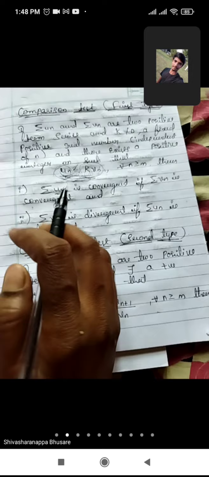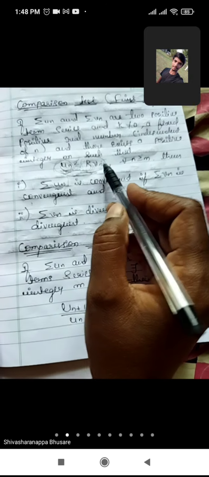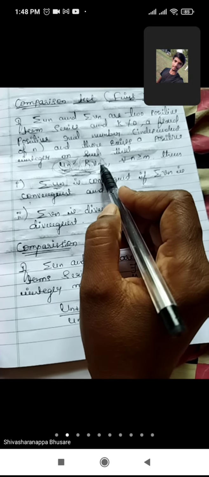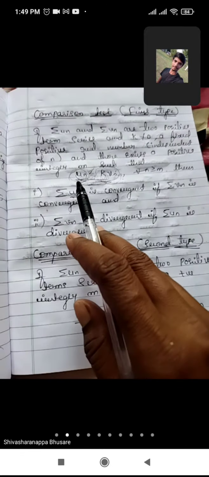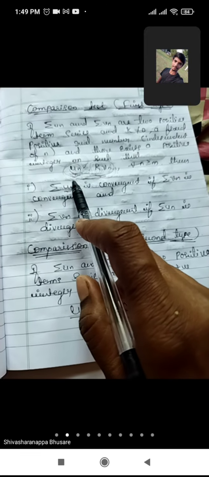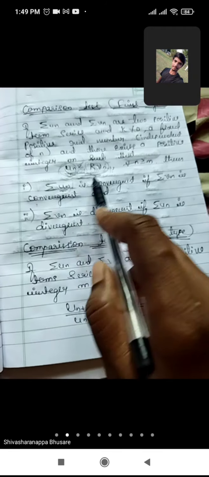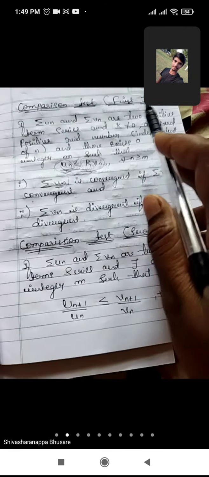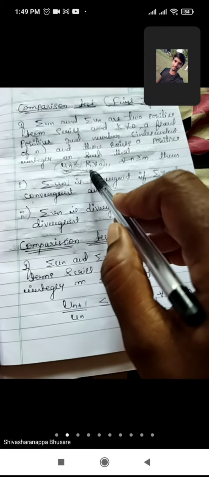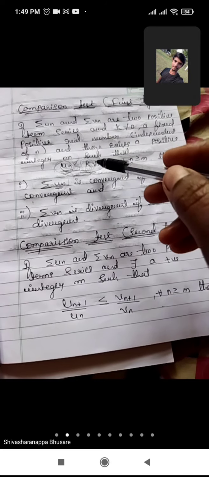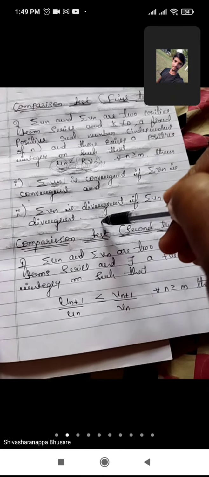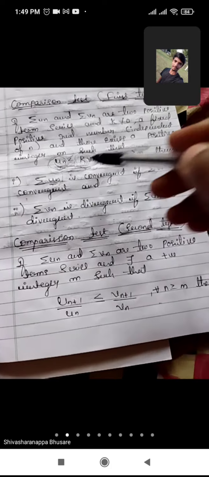And another condition, the second case: if it is given that the second series is divergent, we can directly write the first infinite series is also divergent. If they have given any one term, if they have mentioned that the first series un is a convergent series, then by using this comparison test of the first type, if un is less than or equal to k into vn, we can directly write vn is also convergent. Or if they have given vn is divergent in the problem, then by using this test un is also divergent. This is of the first kind.